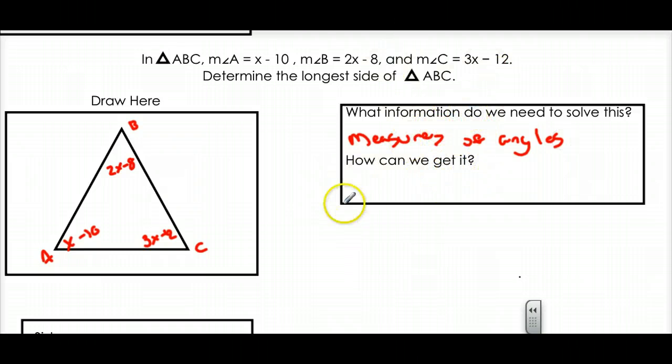Now, how do we get the measures? Well, they don't give it to us, but if I solve for x, then I can plug it in and find the measures of the angles. So these are some questions that you might want to ask yourselves when you problem solve. What information do I need to solve this, and how do I get it? Those are two good starting points.